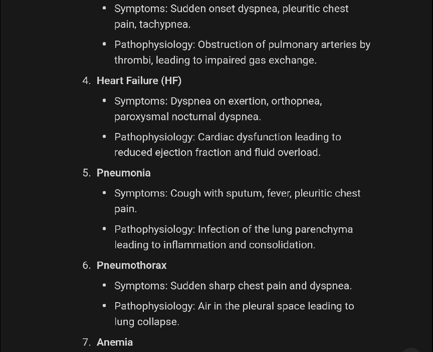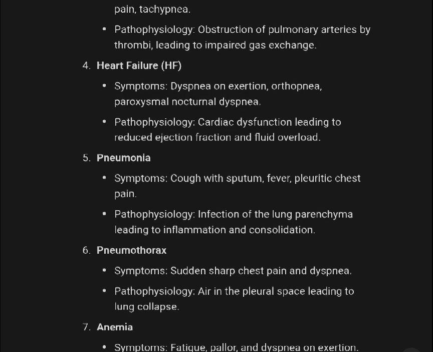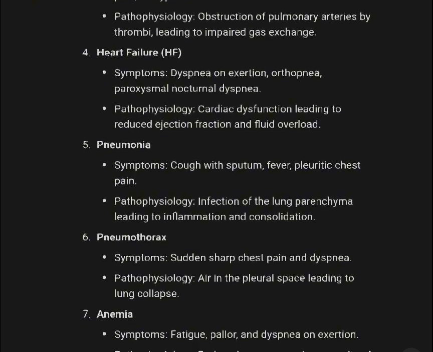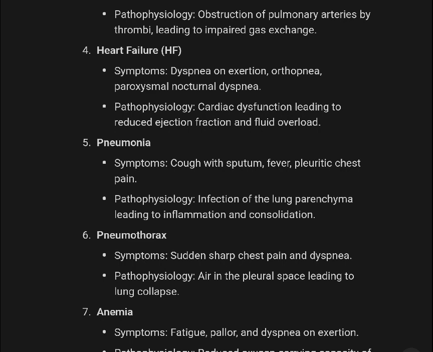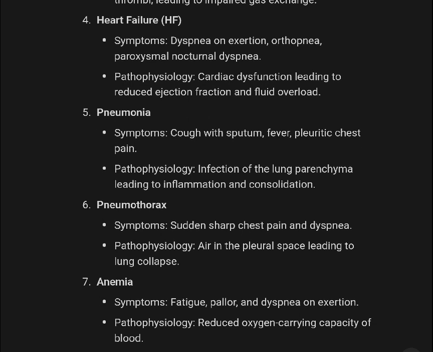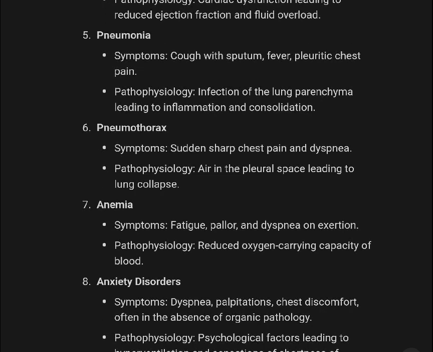Pulmonary embolism symptoms: sudden onset dyspnea, pleuritic chest pain, tachypnea. Pathophysiology: obstruction of pulmonary arteries by thrombi leading to impaired gas exchange. Heart failure symptoms: dyspnea on exertion, orthopnea, paroxysmal nocturnal dyspnea. Pathophysiology: cardiac dysfunction leading to reduced ejection fraction and fluid overload.